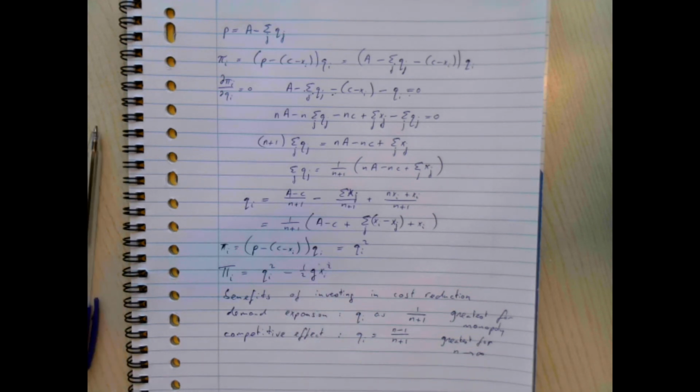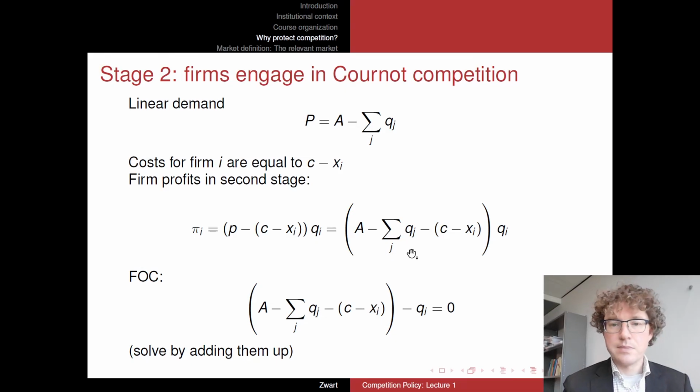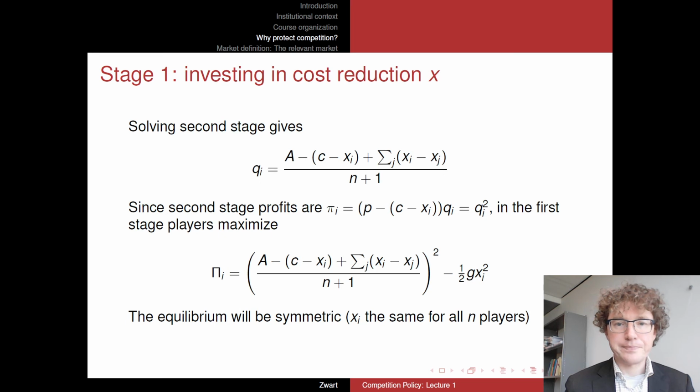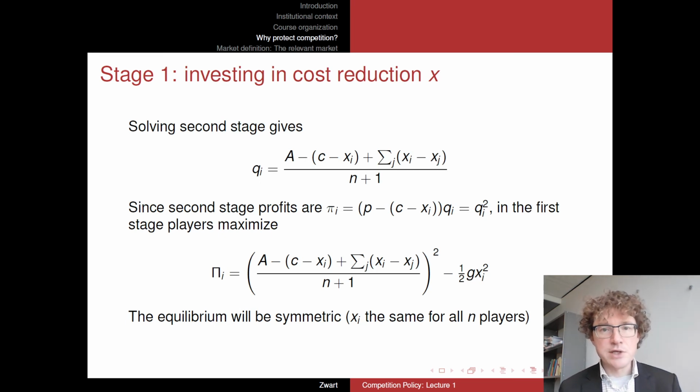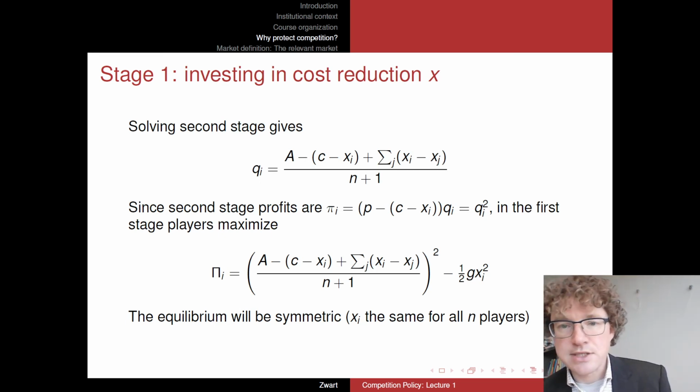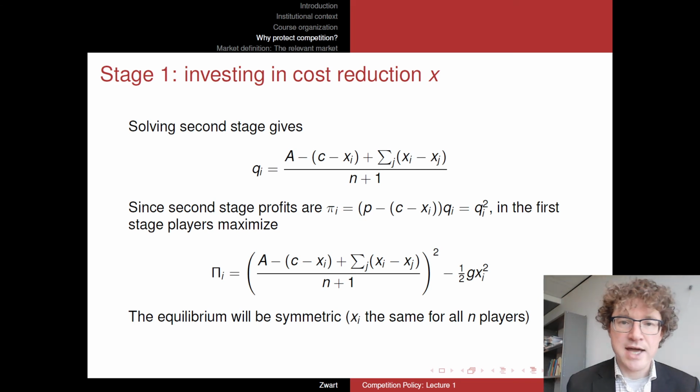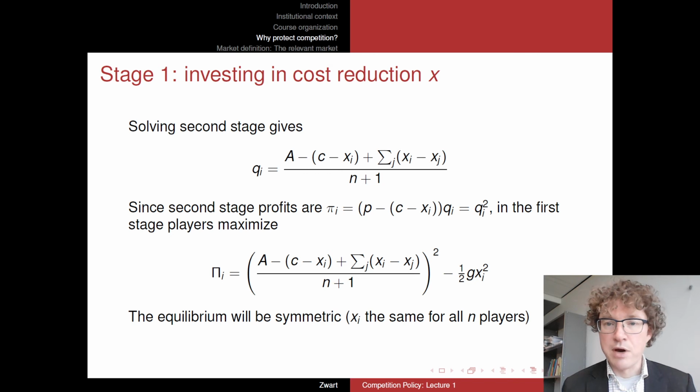Okay, so let's look at that again in the slide then. Here we are. So here's this particular QI, so again this is the same expression that we saw. So you see this A minus your own marginal cost, but then plus these differences in marginal cost between the different firms, because that's going to reflect this business stealing effect basically among these different firms, divided by n plus 1, and total profits in the second stage being QI squared.